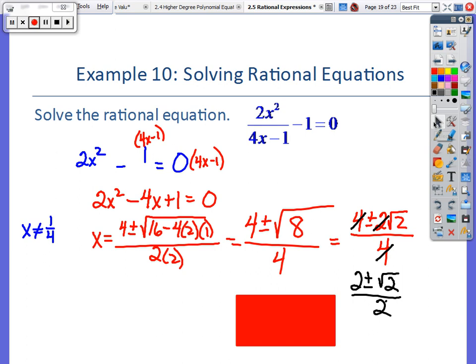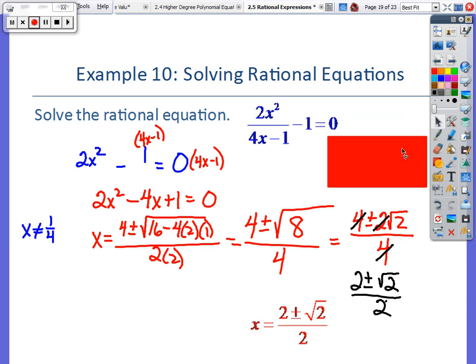That definitely is not 1/4, so I should be in pretty good shape. And there's your 2 answers: 2 plus the square root of 2 over 2, and 2 minus the square root of 2 over 2. And you can check all these. Keep that in mind. There are equations.